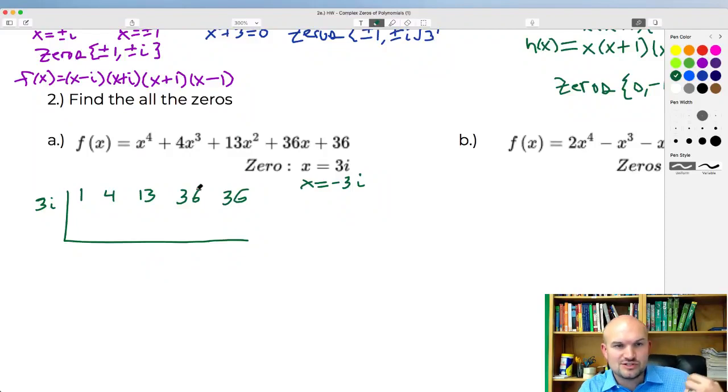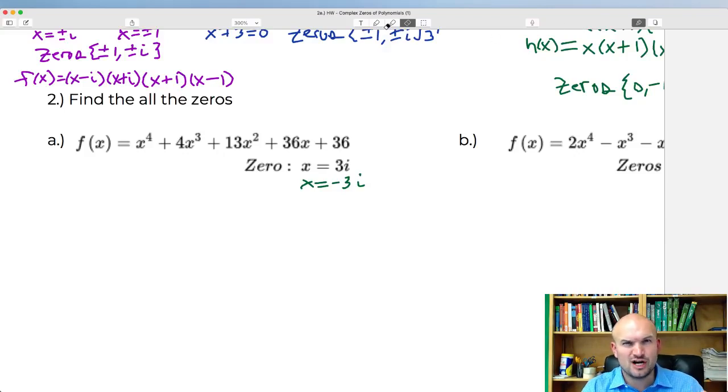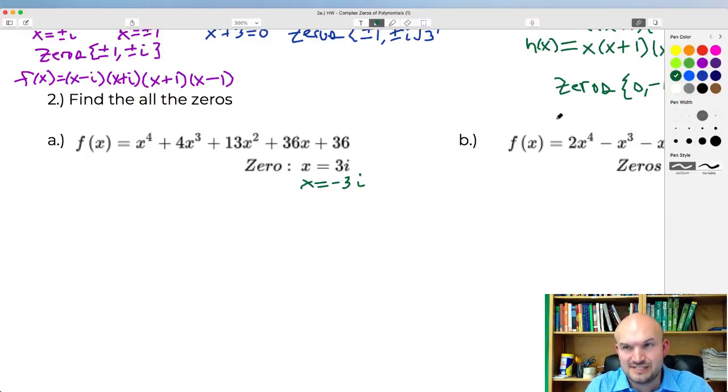But what I've found is when students are doing synthetic division with complex numbers, they just make mistakes with the operations of complex numbers. So I stopped really teaching it, and I really just focused on our understanding of what it means to have a zero.